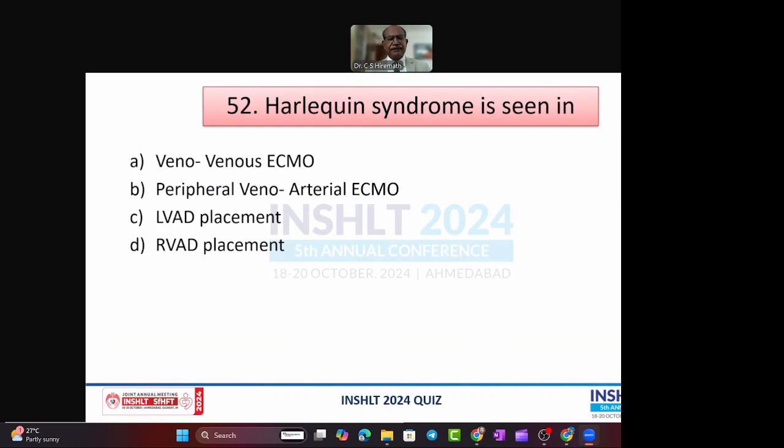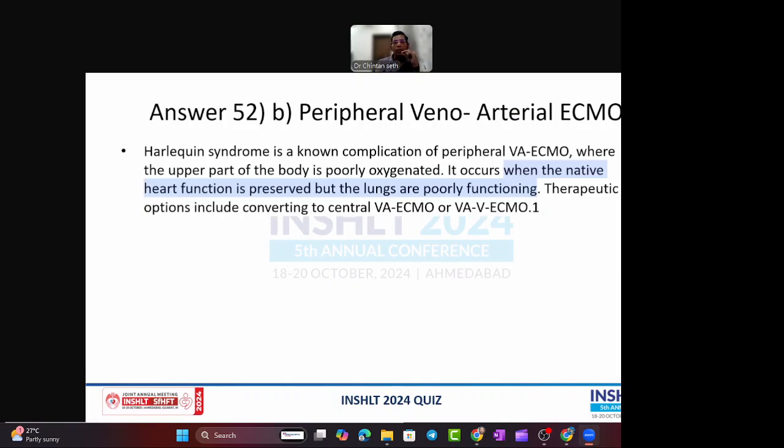Harlequin syndrome is seen in. Yeah, so it's a complication of peripheral VA ECMO, veno-arterial ECMO. It's also called north-south syndrome. So here what happens, we have put in a peripheral cannula, so the arterial cannula is in the femoral artery.